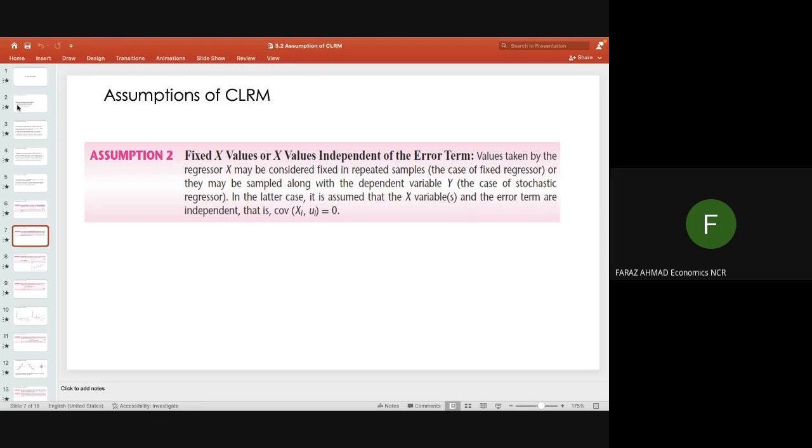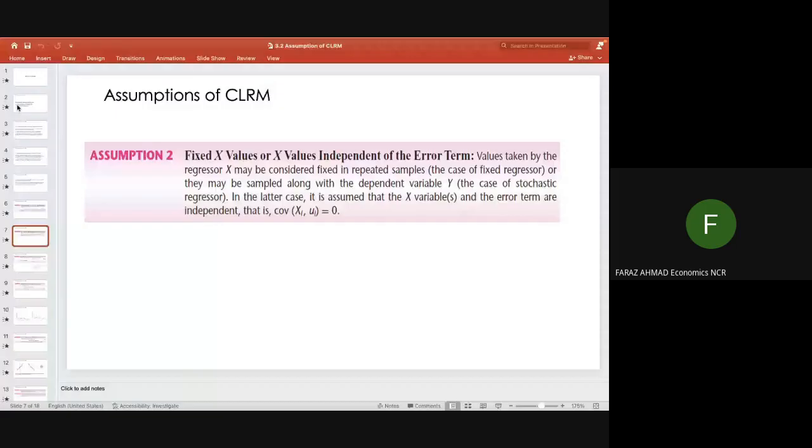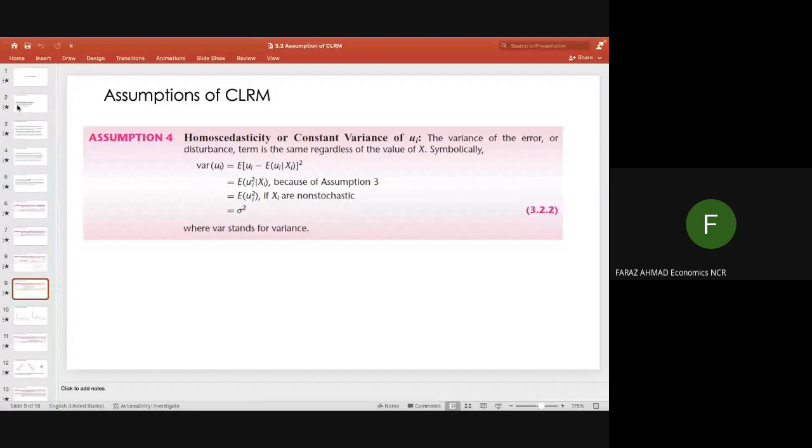It says that the x values are assumed to be fixed in repeated samples, and then there is no interdependence, or covariance, between x and u. The third assumption says that the mean of the disturbance is zero. The fourth assumption is homoscedasticity, which says that the variance of the errors is constant across all x's.